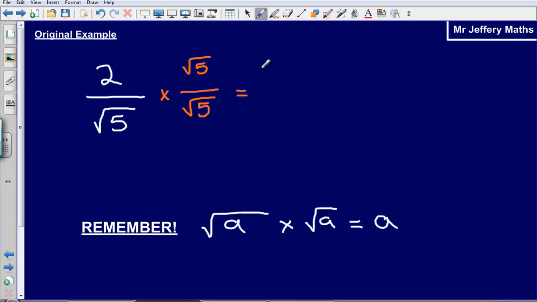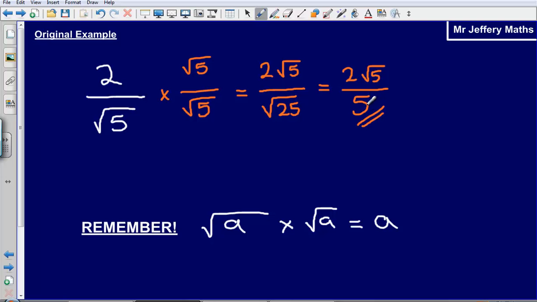Well, 2 times root 5, that's going to give me 2 root 5. And then root 5 times by root 5, that's going to give me root 25. And so I can then simplify this further. Well, I know that the square root of 25 is simply 5. So what I end up with is 2 root 5 over 5. What I've done here is I've ended up with a number that is a rational number. It is not a surd like we had here.